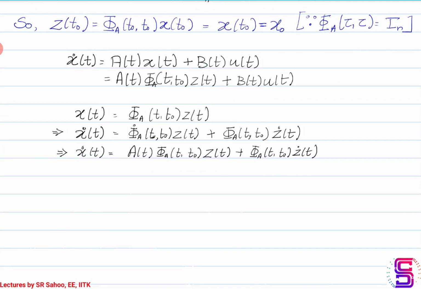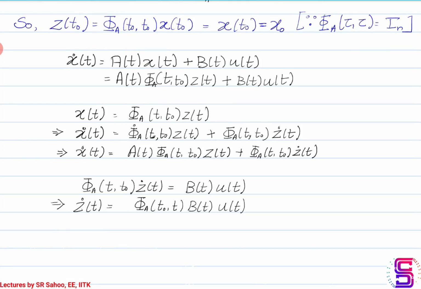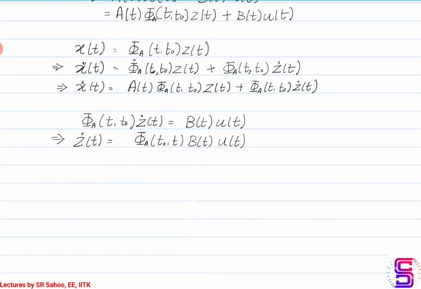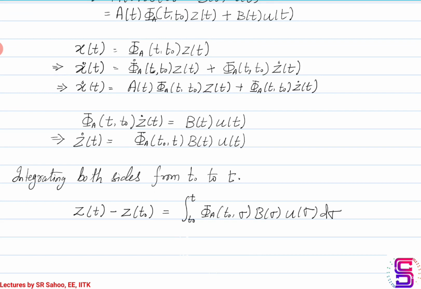If you compare these two equations, what I get is Phi(t, t0) z dot is nothing but equal to B(t) u(t). Or I can write z dot to be equal to Phi_A(t0, t), which is the inverse of Phi_A(t, t0), multiplied by B(t) u(t). So this is what I get for z dot. Now I'll integrate both sides from t0 till t. If I do that, the left hand side gives me z(t) minus z(t0), and the right hand side appears as this.